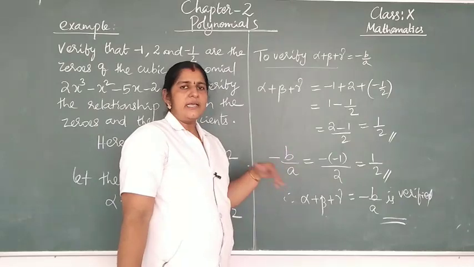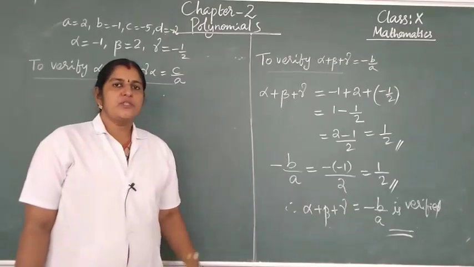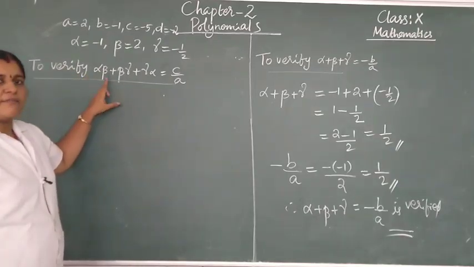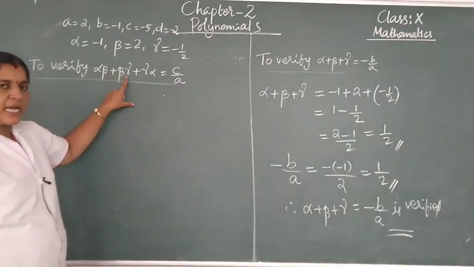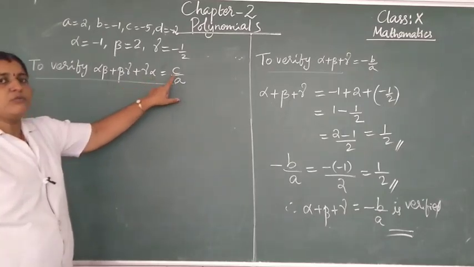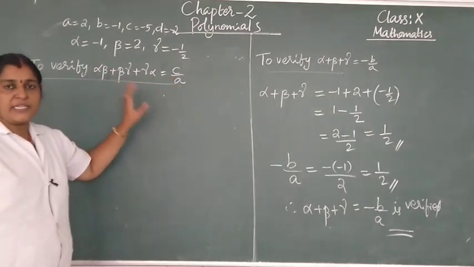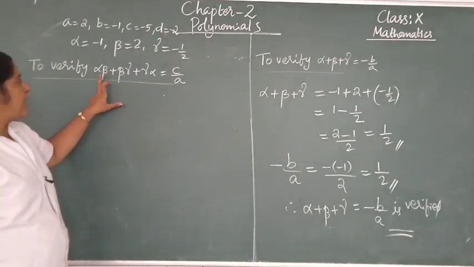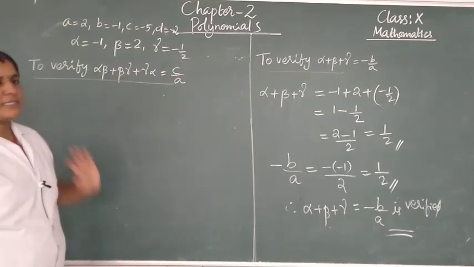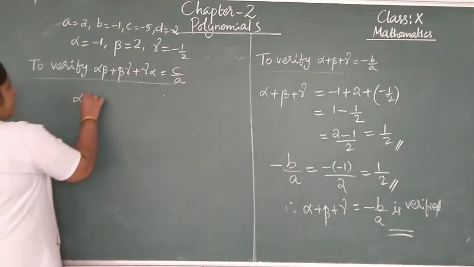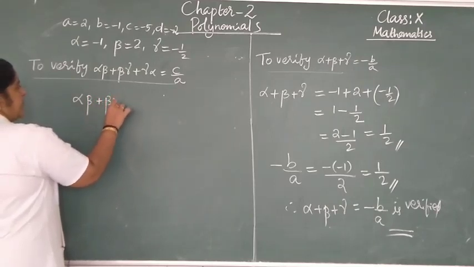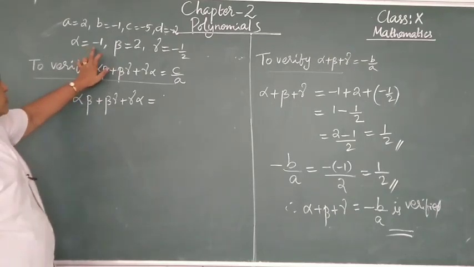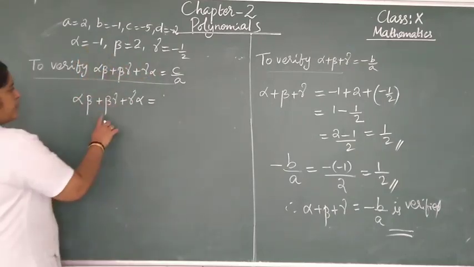Now we need to move to the second relation. Now we are going to verify the second relation. What is the second relation? To verify alpha beta plus beta gamma plus gamma alpha equal to c/a. So this is the second relation we are going to verify now. So first we can find out what is the value of alpha beta plus beta gamma plus gamma alpha. We have the values of alpha, beta and gamma. Now put it here.